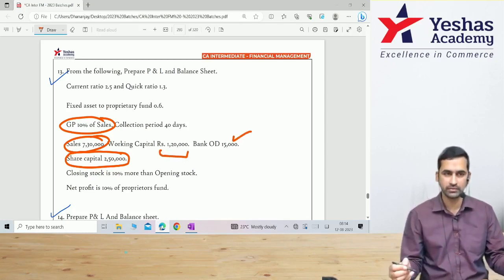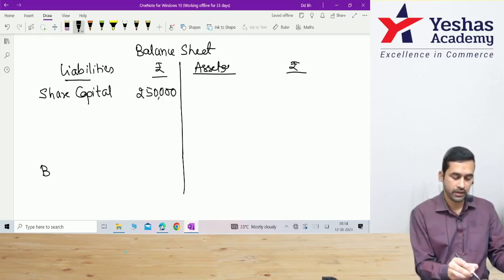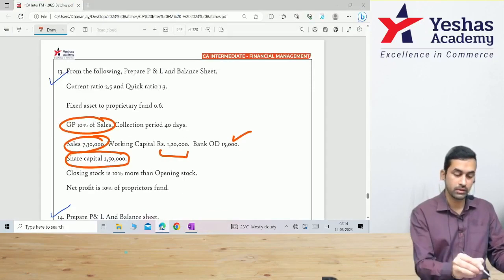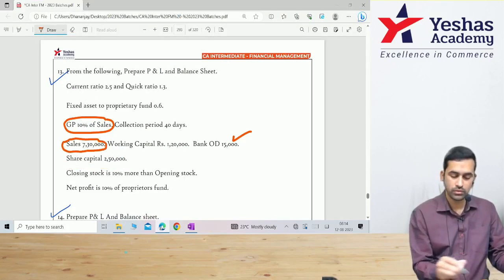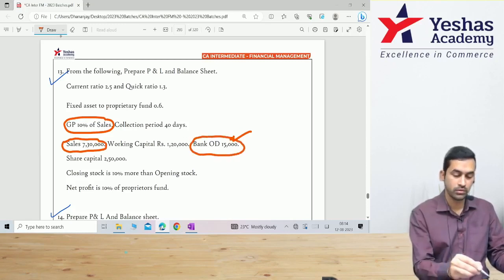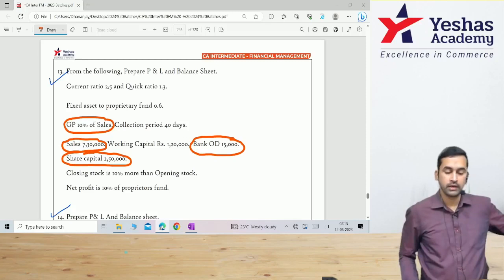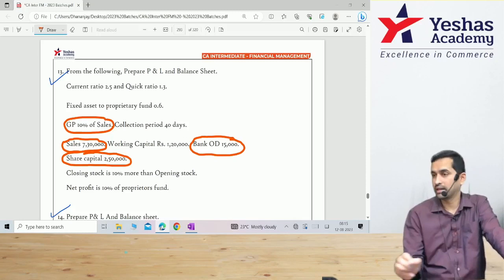Bank OD I can write. It's a current liability. So leave 2-3 lines and then write bank OD 15,000 rupees, which comes under the category of current liabilities. I've taken 4 numbers from the question. Now tell me, there is nothing else that I can directly write.